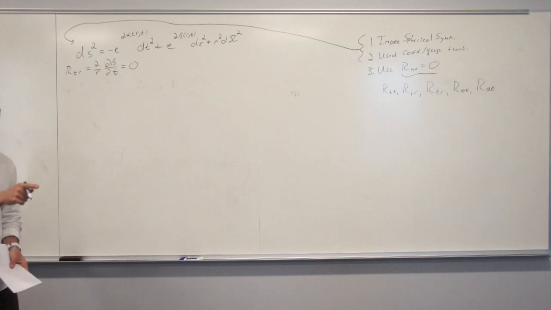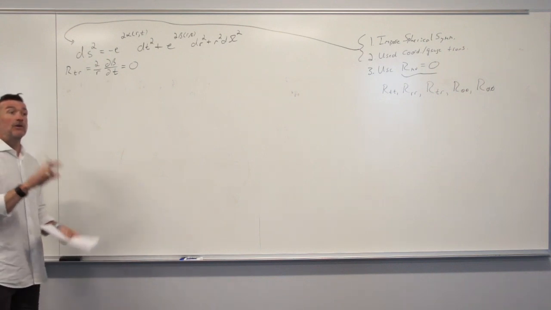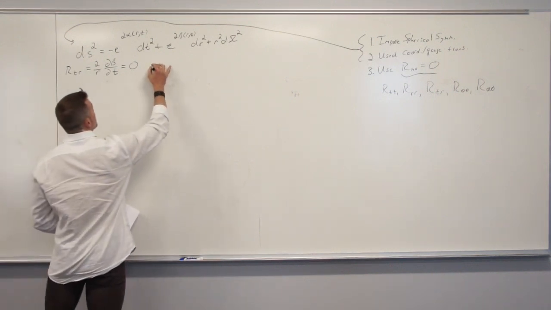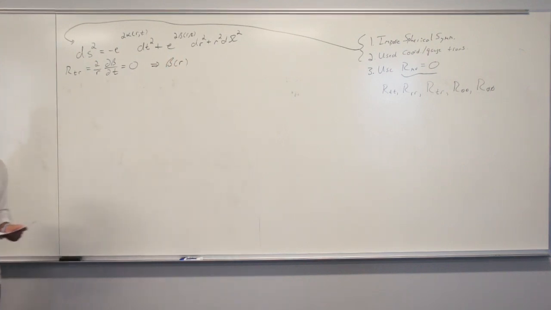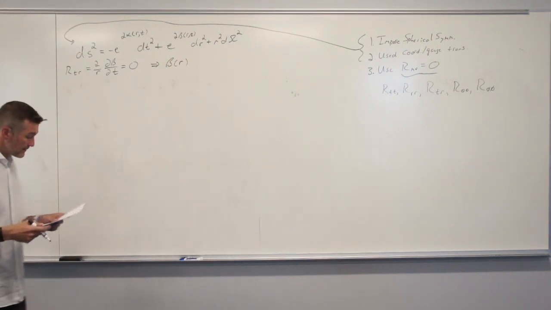It doesn't have to be constant, you're close. It can depend on r. So this tells us that beta only depends on r. It can't depend on t.